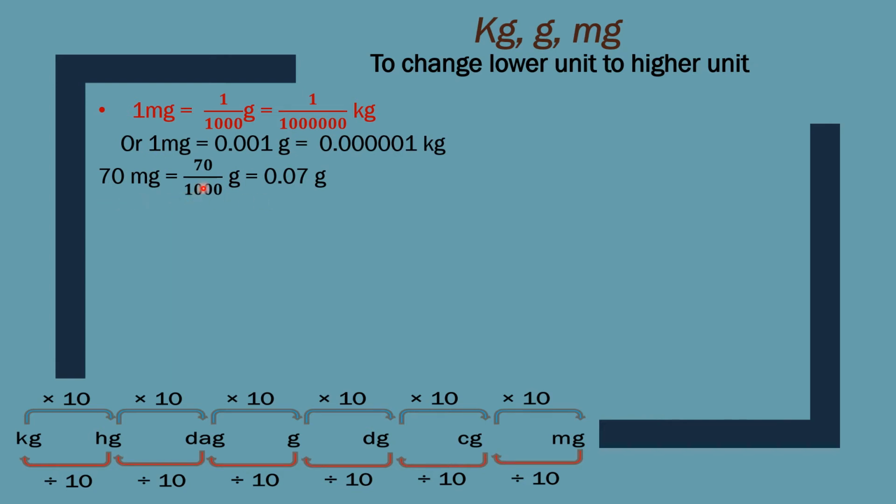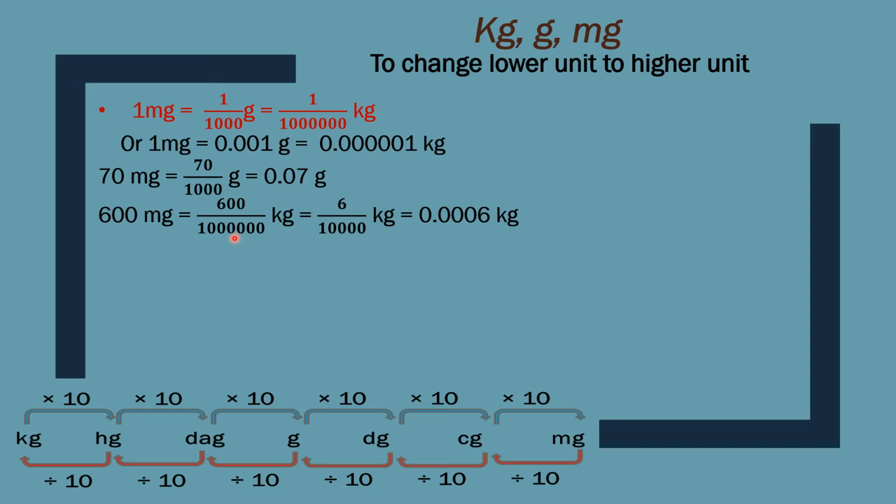70 milligram equals 70 by 1000 gram, which can be written in the form of a decimal number, and which is 0.07 gram, because this 0 will be cancelled by the 0, and it is 7 by 100 gram, and it can be written as 0.07 gram.